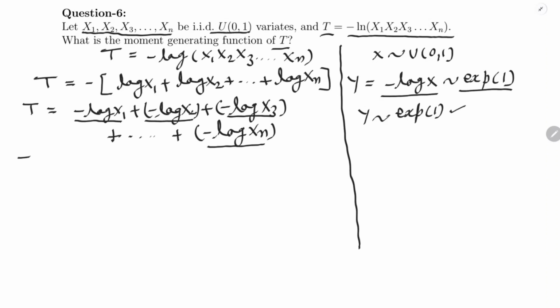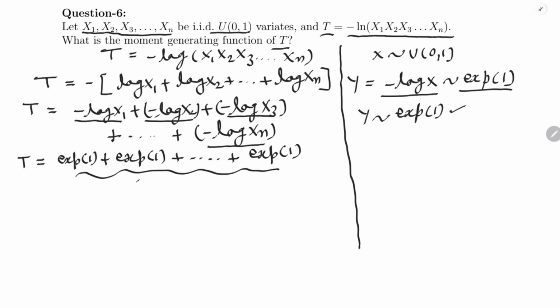So what can we say? We can say that t equals exponential distribution with parameter 1 plus exponential distribution with parameter 1 plus, and so on, exponential distribution with parameter 1. There are n terms. So t is nothing but the sum of n exponential distributions.